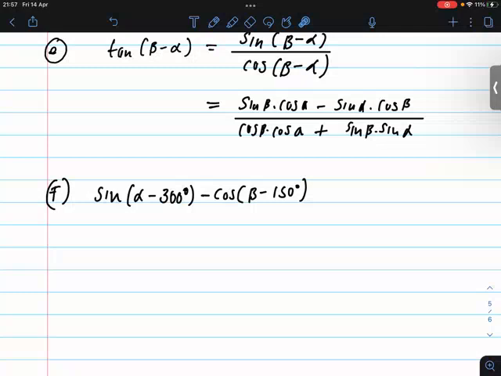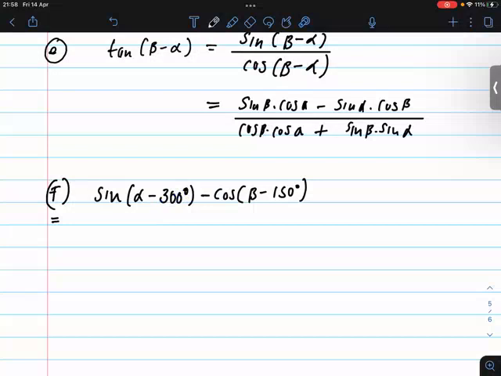Yes, sir. And 300 is also a special angle, because 300 can be written as 360 minus 60. But what I want us to first do is expand, because this is a difficult question. We can't simplify this. If this was theta minus 360, then we would use the reduction formulas. But we can't use reduction formulas because these are special angles. So we need to expand this.